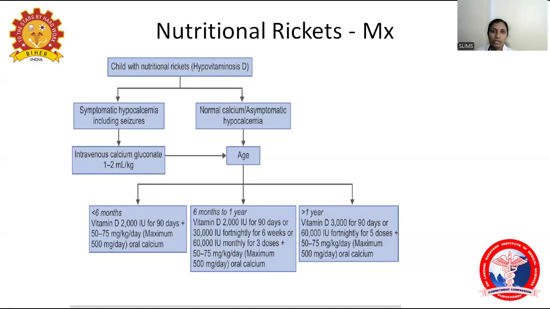Okay, 30 is one number. Once in 2 weeks, 3 to 6, so 6 weeks. You can remember that number, that's right. Or 60,000 international units once in a month as 3 doses alone.